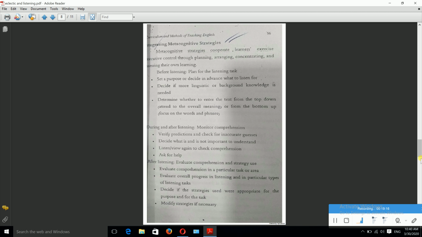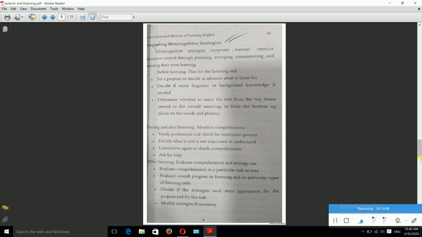This is the process before listening. During and after listening, monitor comprehension. We must focus on comprehension. Verify predictions and check for inaccurate guesses. Decide what is and is not important to understand. Listen or view again to check comprehension, and ask for help. During listening, my dear students, verify predictions, decide what is important and what is not, listen again if you do not understand, and ask for help.